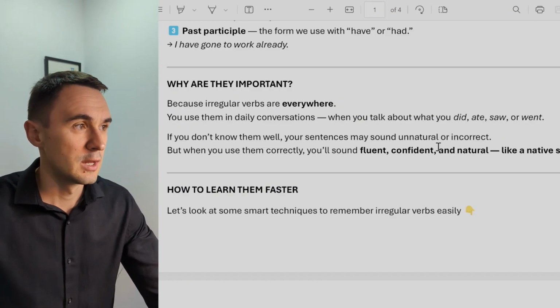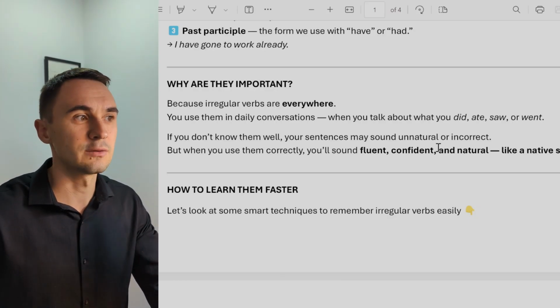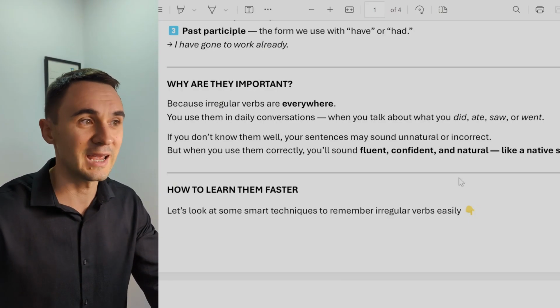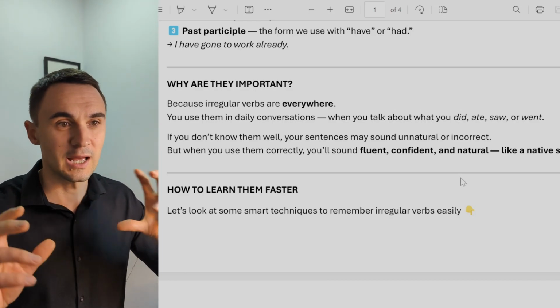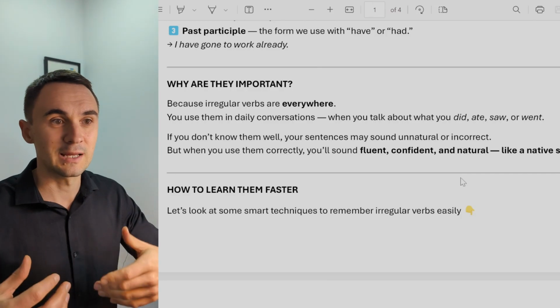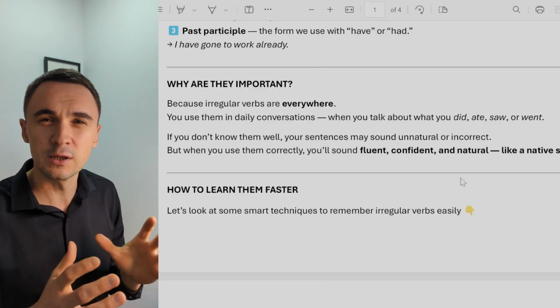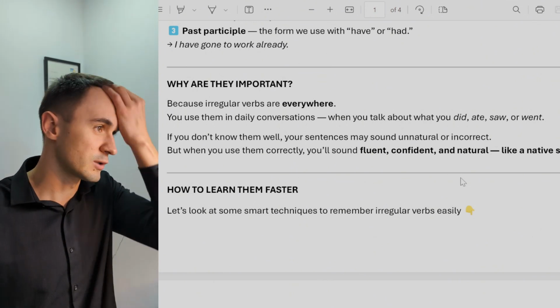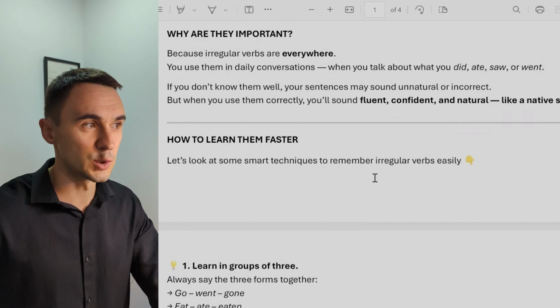Okay, so when you use these verbs correctly, you'll sound more fluent, more confident, and more natural, just like a native speaker. Native speakers have these verbs figured out and they use them continuously and they don't make mistakes, you know, because they know them really, really well, okay? Now, how to learn irregular verbs faster.